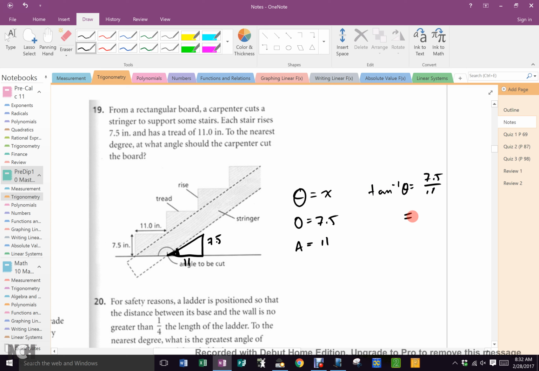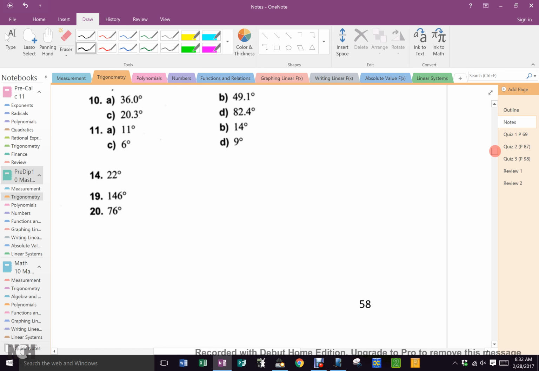And when you do that math, what do you get? So 34 degrees, yes? Everybody happy with that? So what's the angle that I'm cutting? Because I don't want to cut the 34. 146. Yeah. And if you look in the answers, which I supplied for you, 146.